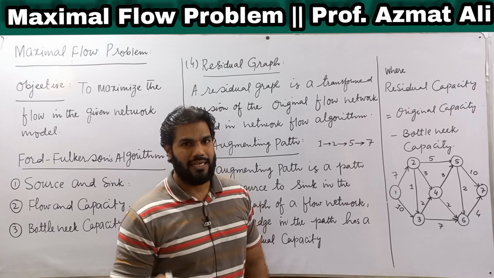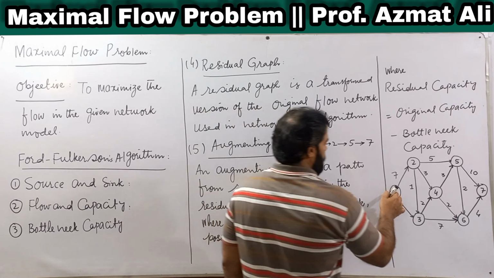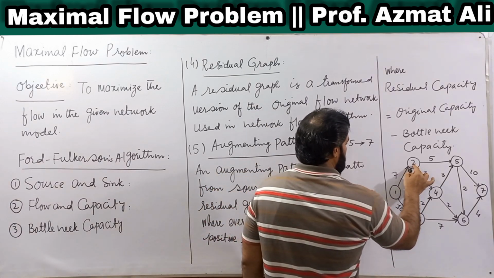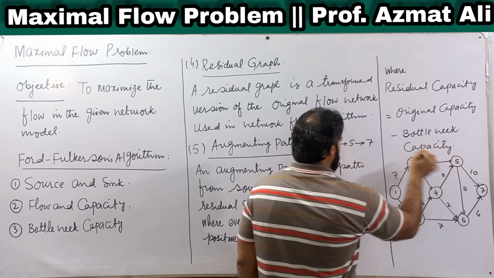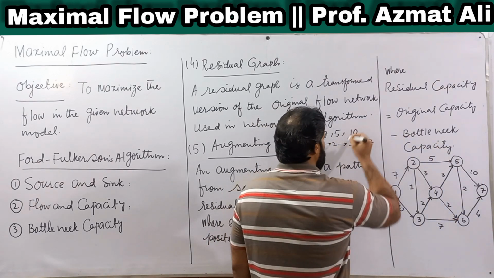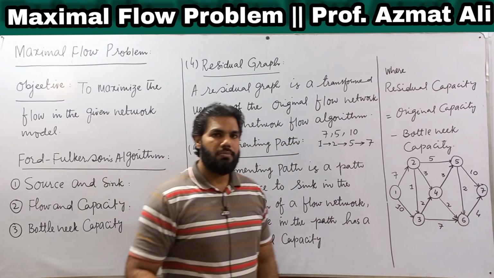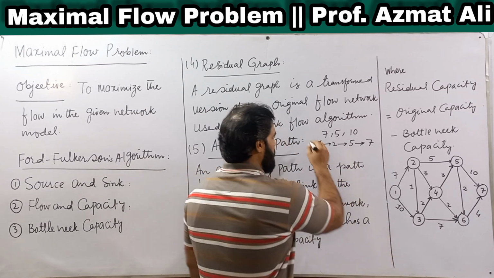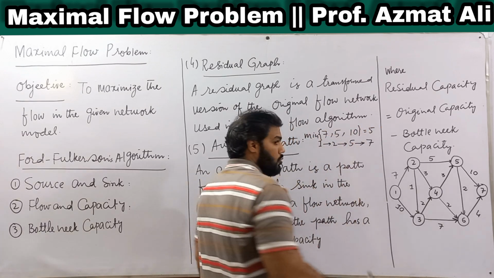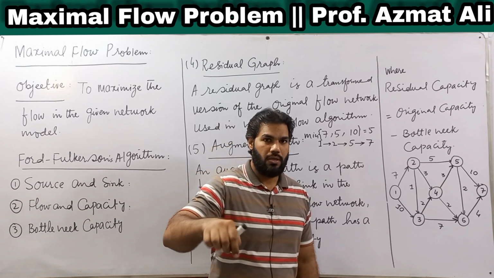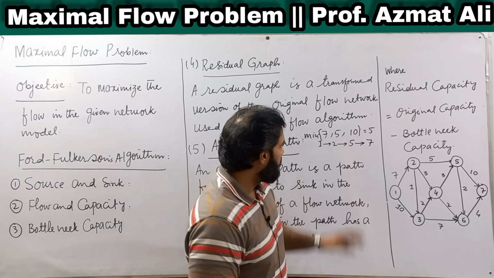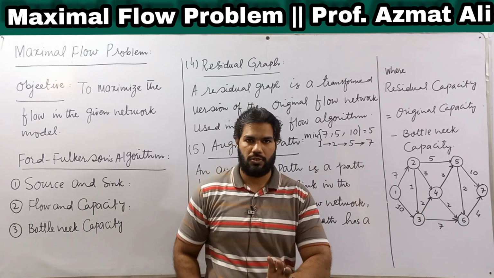Each edge has a different capacity. For example, node 1 to node 2 has 7 units of capacity or flow. Second is from node 2 to node 5, that is 5 units. And third is from node 5 to node 7, that is 10 units. Now, what is the minimum among these 3 numbers? This is 5. So this smallest number, the minimum among these capacities, shows the bottleneck capacity. So the bottleneck capacity of this path 1, 2, 5, 7 is 5 units.